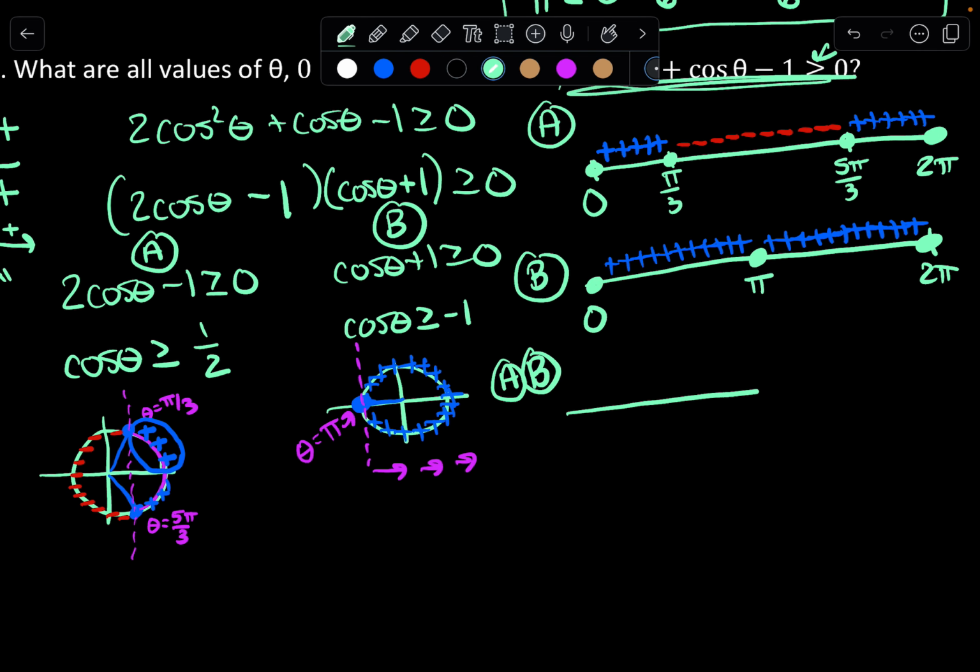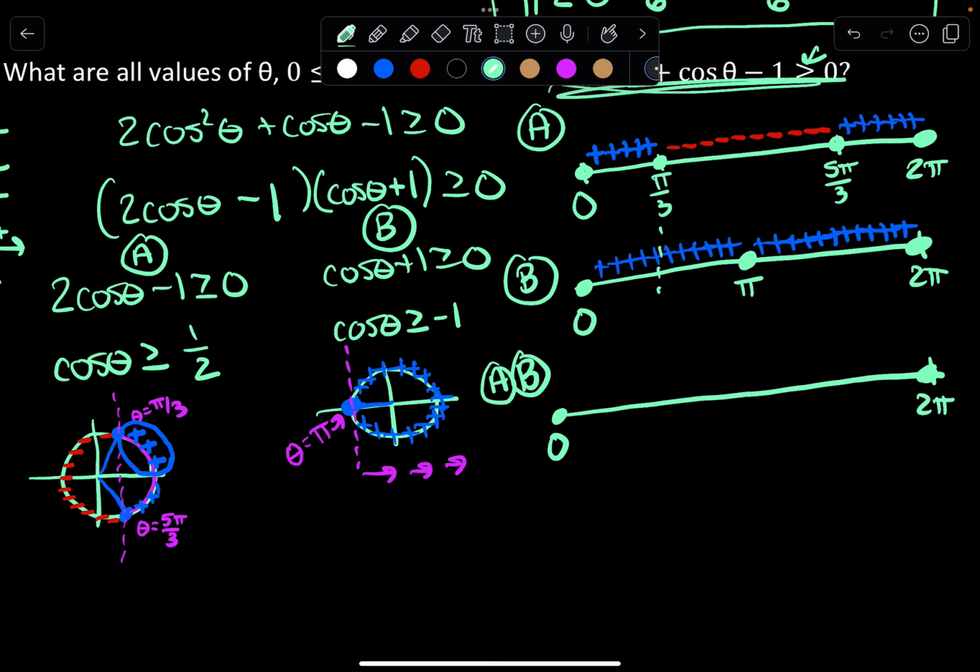All right, so I'm going to draw my number line. We're going to start with the 0, 2 pi. And if I look at A, I'm going to let it trickle down to inclusive pi over 3. The next one is pi. And I'm just going to go all the way. That way I can easily see where the intervals overlap. And then 5 pi over 3.